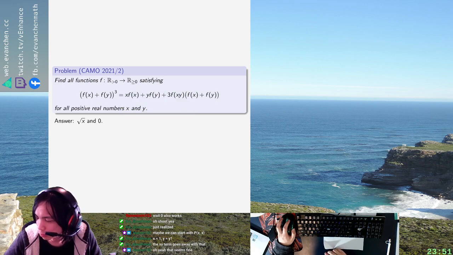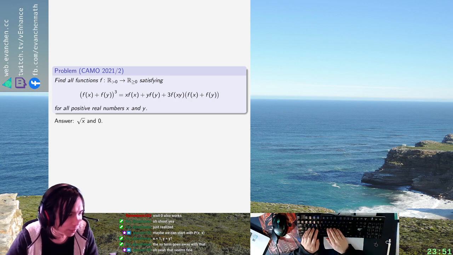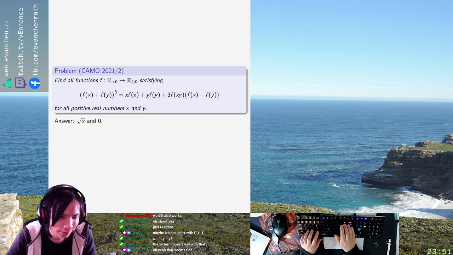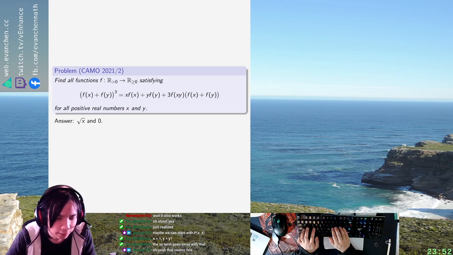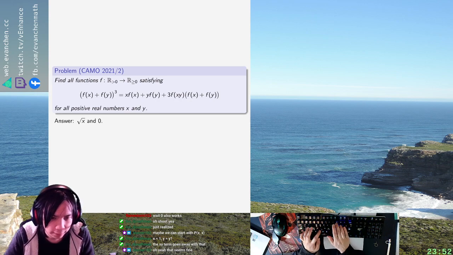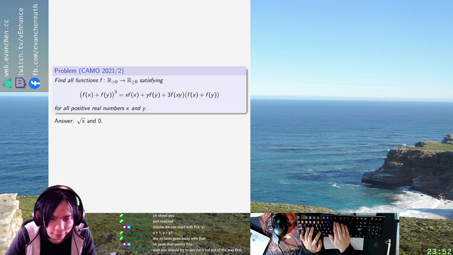No, I can plug in 0. I plug in 1. Oh, just plug in y equals 1. Ah, okay, that's fine. Alright, so let's plug in y equals 1. You'll get f of x plus f of 1, which is a constant. Let's let k equal f of 1 for brevity. So f of x plus k, all cubed, is equal to f of x plus k plus 3 f of x times f of x plus k.